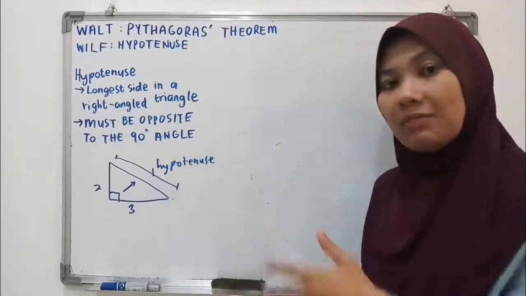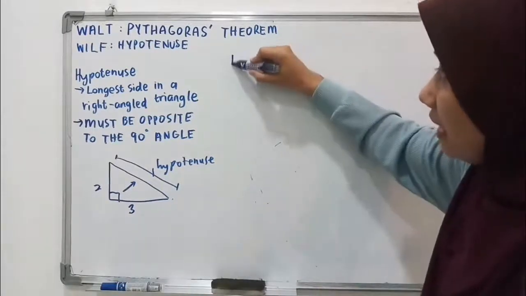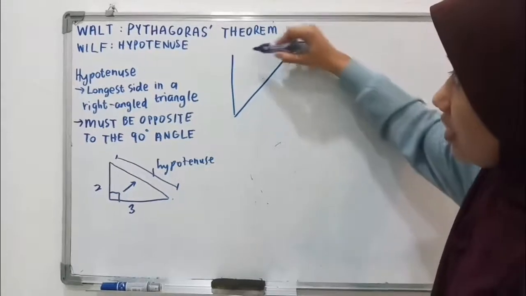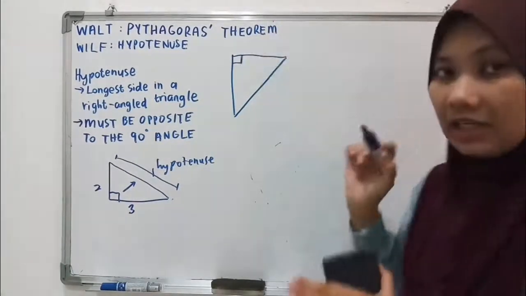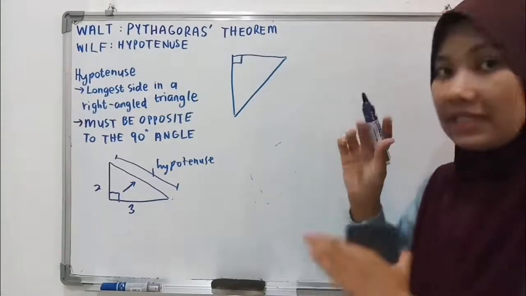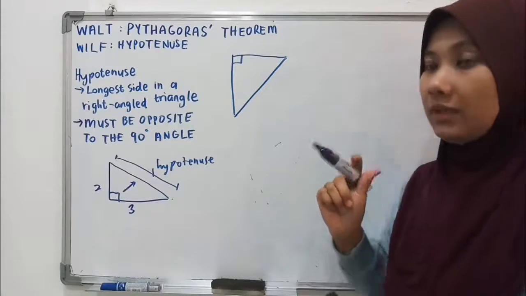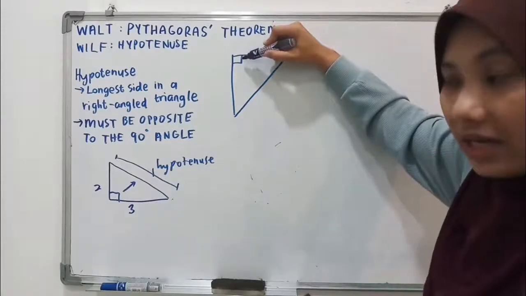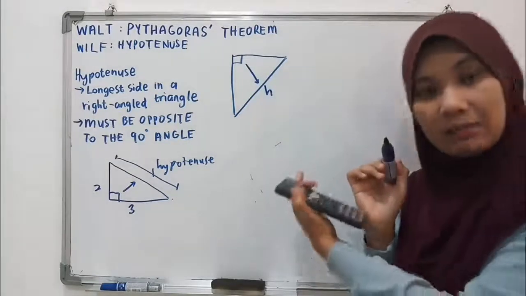It doesn't matter what the position of my triangle is. Let's say I have something like this. I just rotate my triangle. So now this is my 90 degree angle. Where is the hypotenuse? Remember, hypotenuse must always be opposite to the 90 degree angle. So opposite, that is the hypotenuse. I just label it H.